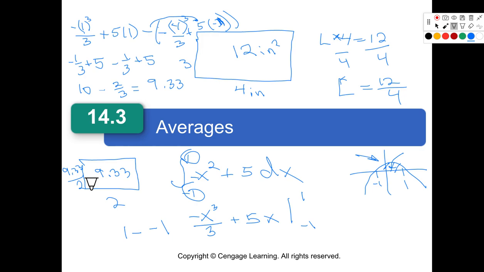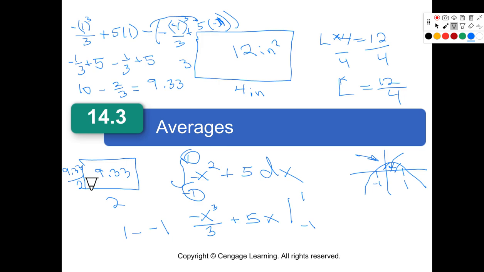More importantly, what you're dividing by is the difference of the two edges. That's how we get the length. So it's not always going to be 2. Sometimes it'll be 3, sometimes it'll be 1. Whatever it is, you get it from these two things. Okay, so we're going to see there's a nice little formula, but I don't want you to think in terms of a formula. I want you to just think we're getting area under a curve of a certain length.